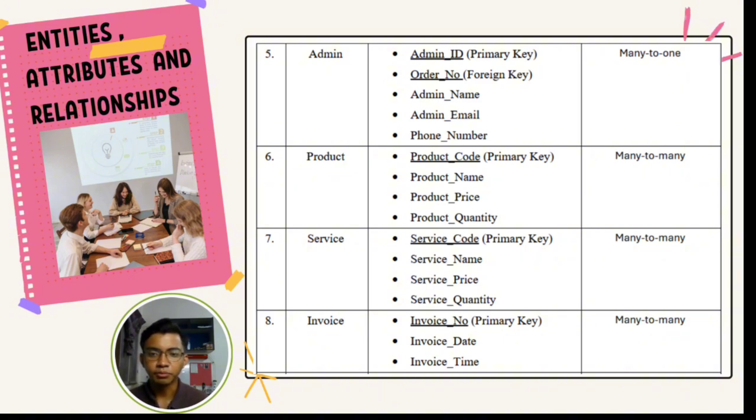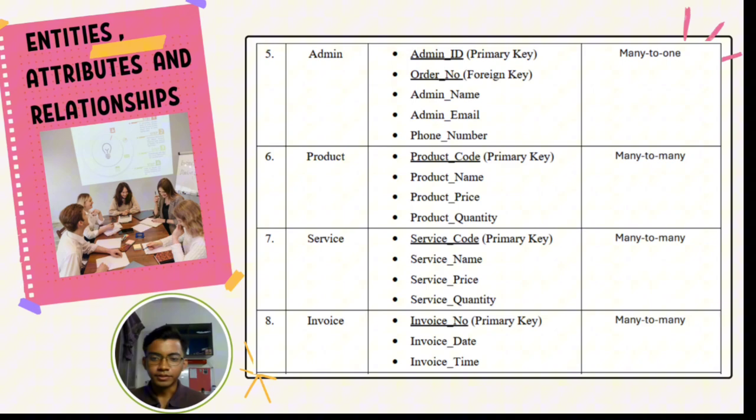And next is product. The attributes are product code, product name, product price, and product quantity. Product code is the primary key, and this entity does not have a foreign key. The relationship for the entity is many to many.